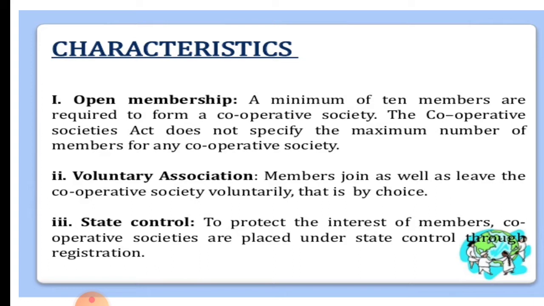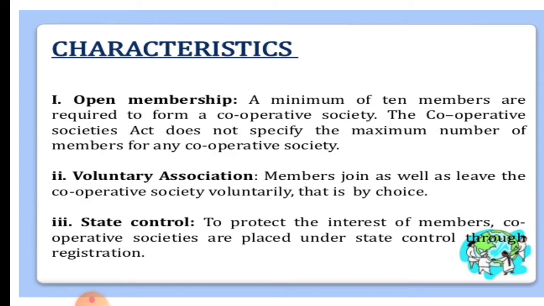The next side heading is voluntary association. So members can join as well as leave the cooperative society voluntarily, that is by their own choice. They have to just intimate that they are going to either join or leave the society. So it is a voluntary association. Nobody is going to control. You shouldn't leave the society or you have to compulsorily join the society. It is not compulsion there. So it is a voluntary association.